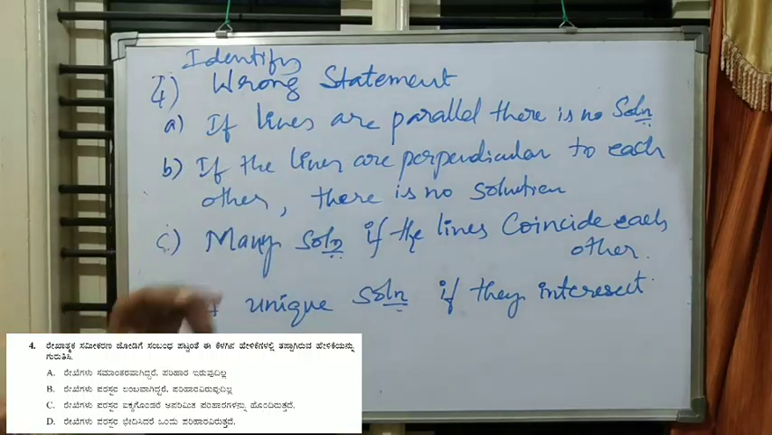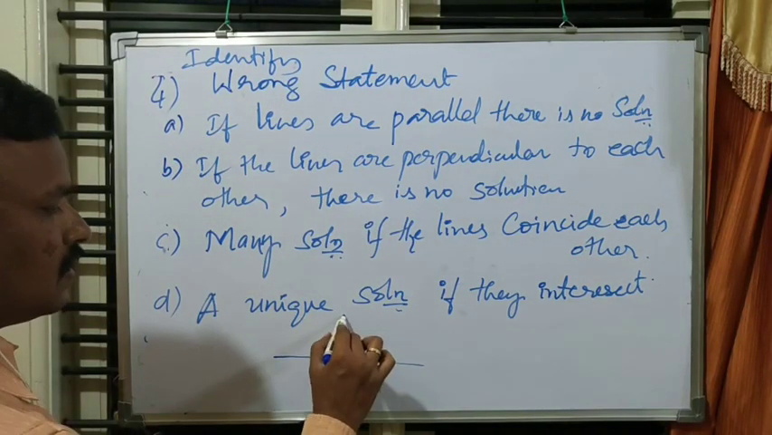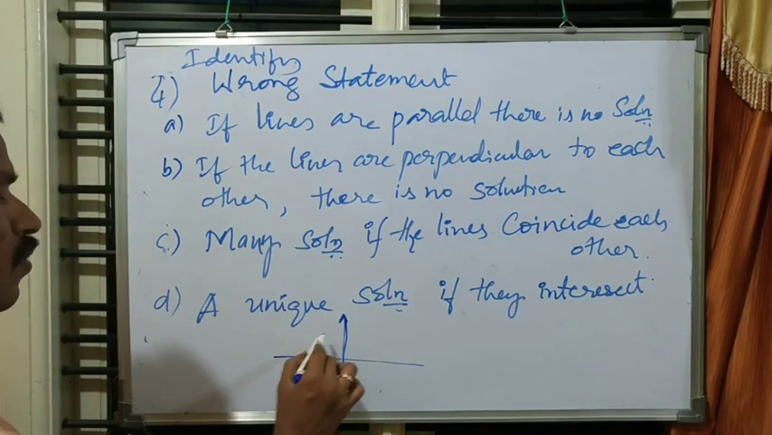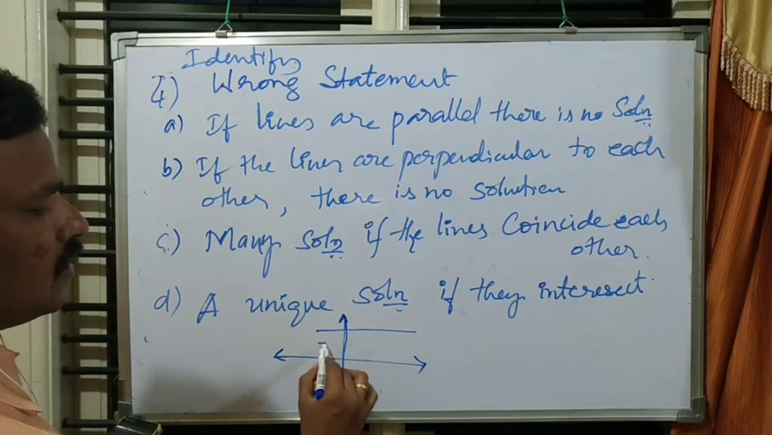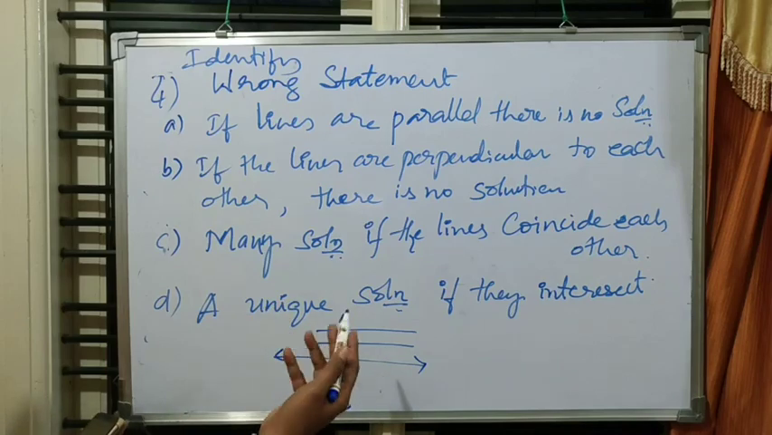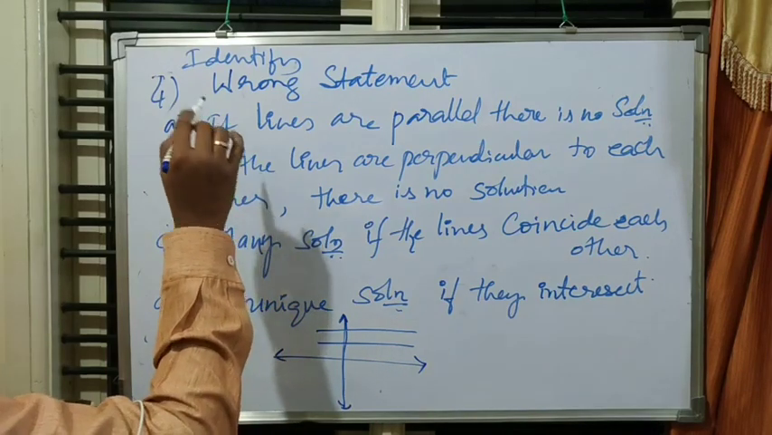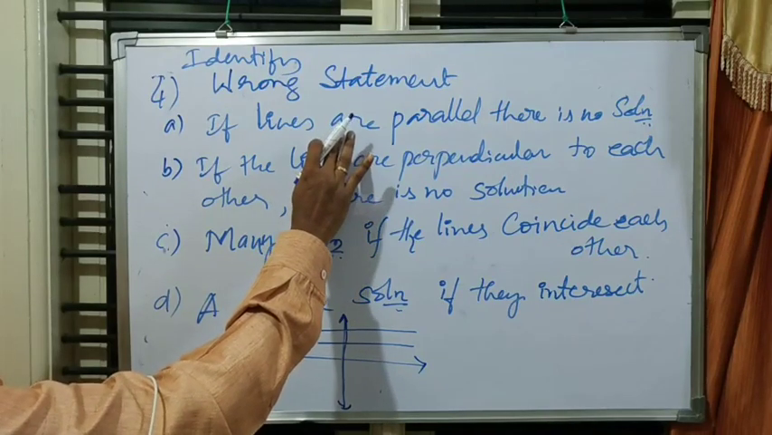If lines are parallel there is no solution. Of course, I am going to explain with a small graph. Parallel means if two graphs are like this, then there is no intersection between these two, so therefore there is no solution. This is a right statement. This statement is correct.